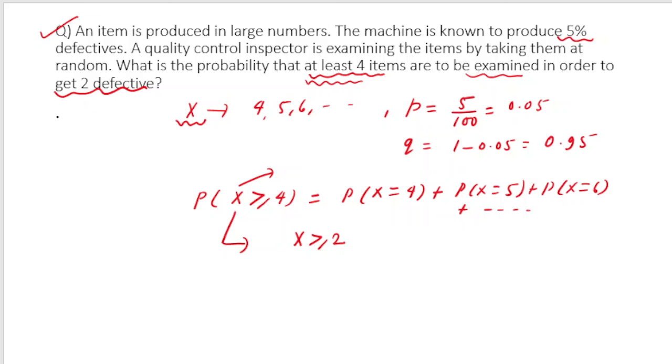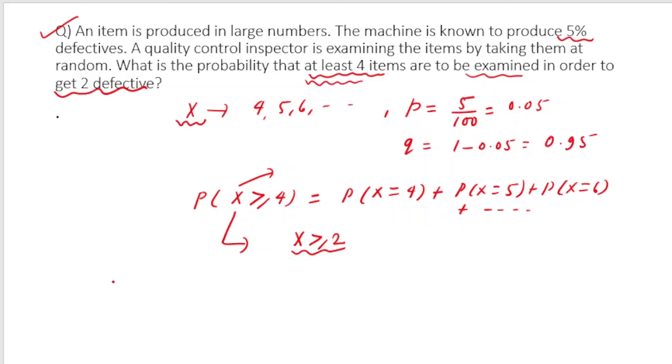I mean, it will sound foolish if I say that I have selected two item and I got two defective item. Idiotic. So means minimum two item must be selected. Yes or no? So how to calculate that probability?